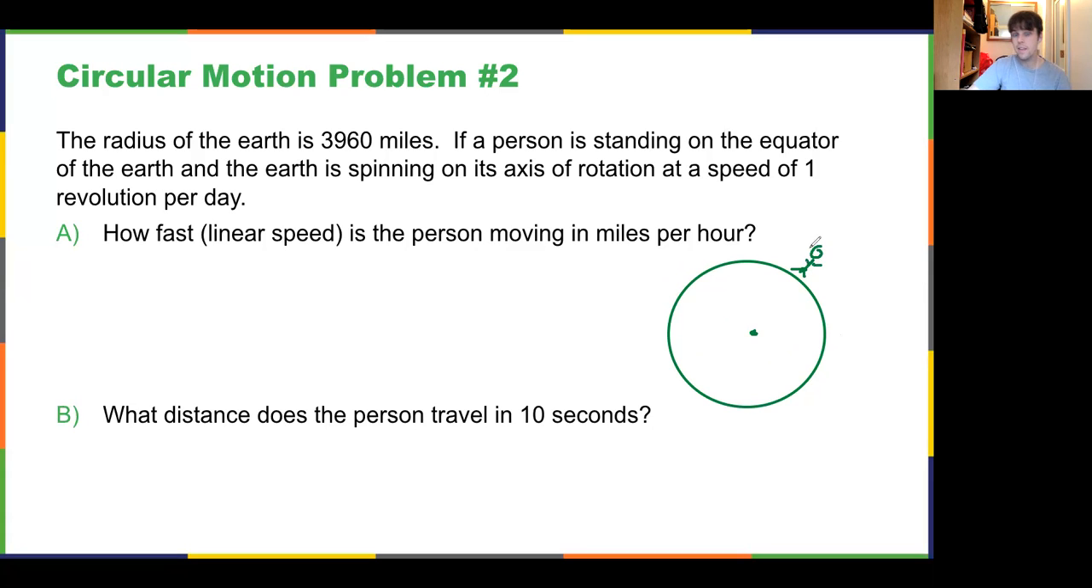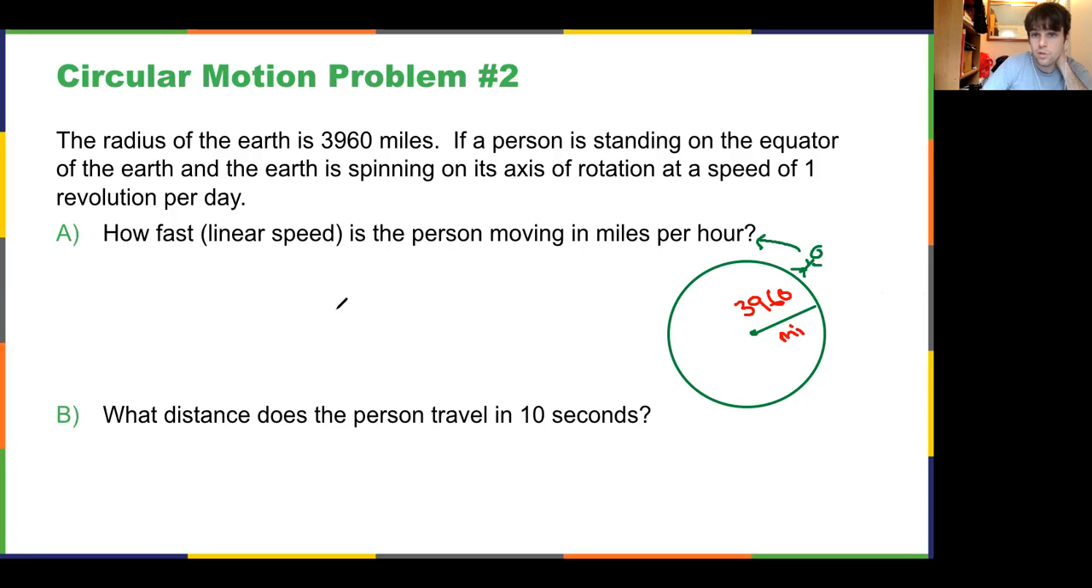They're standing there, and they are rotating around the Earth pretty fast, right? Because the Earth is huge, and it has to make a full rotation in a day. So it's actually moving pretty fast here. And we said that our radius was, what was that number? 3,960 miles. I'm just going to make a quick note of this. 3,960 miles. All right. How fast is the person moving in miles per hour?